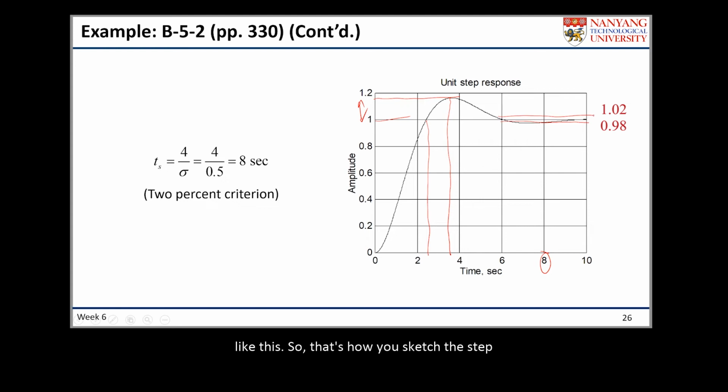Okay, so that's how you sketch the step response based on the parameters of your second order system, zeta and omega n, and then from there you can calculate the features using the formulas. So from there you can sketch the step response.